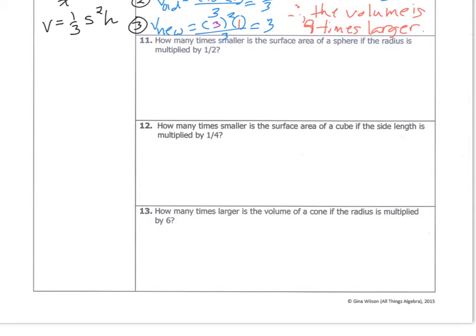Number 11. How many times smaller is the surface area of a sphere if the radius is multiplied by 1/2? Well, what's the formula for surface area of a sphere? You're supposed to know that. Surface area and volume, they always have pi r in them, right? But because it's surface area, it's pi r what? Squared. And so what's the coefficient? 4. Can you see that far? Really? Okay, so we've got 4/3 pi r squared.